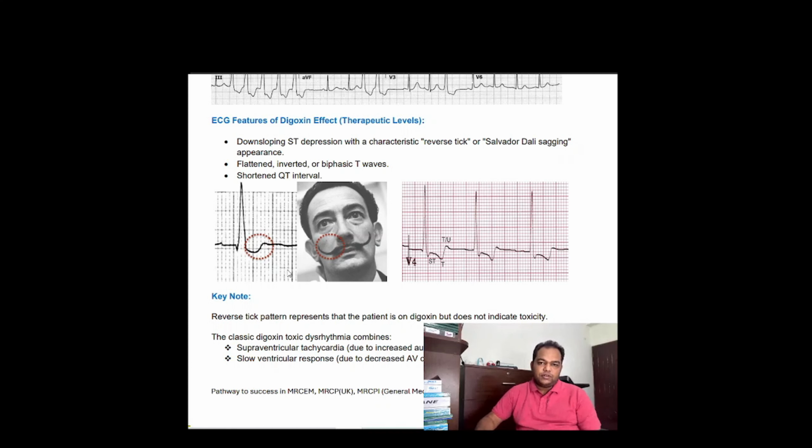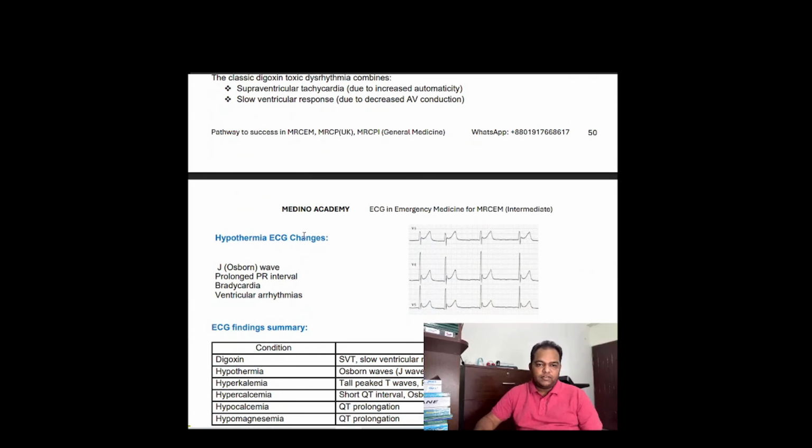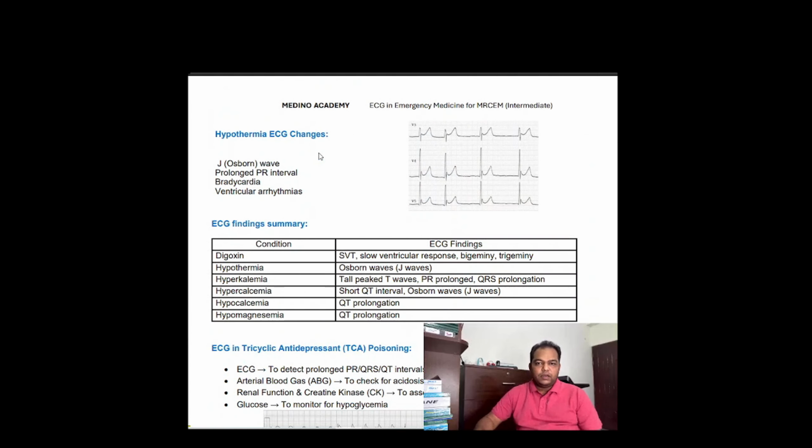But in case of toxicity by digoxin, the ECG features may be supraventricular tachycardia or slow ventricular response. In case of hypothermia, the ECG feature is Osborn wave or J wave, that means notching at the J point. Prolonged PR interval is present here, and bradycardia may also be present. We can appreciate the bradycardia here.